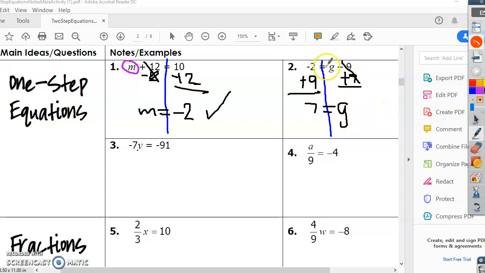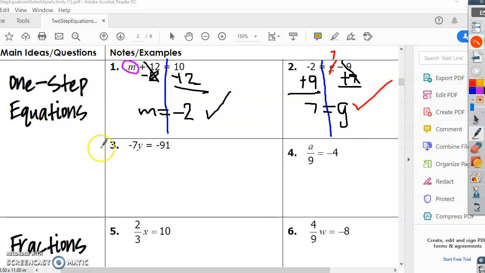And I'm going to go ahead and check this. So that means that I'm going to take off the g, and I'm going to plug in a 7. So that means I have 7 minus 9, which is negative 2. So my answer checks. Correct. Next one.